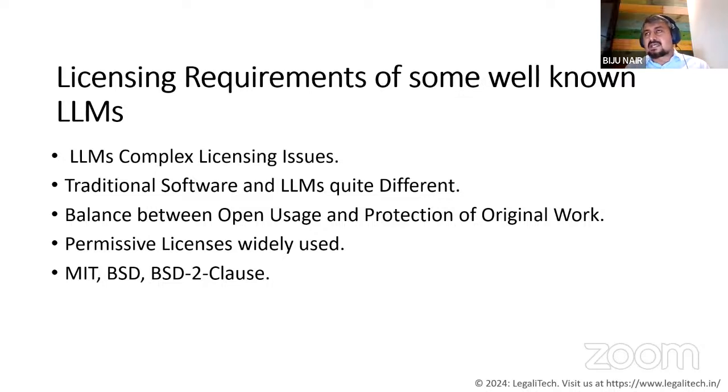Permissive licenses are widely used. What are the permissive licenses? As we discussed, the open source licenses can be broadly divided into two sets: the permissive ones and the copyleft ones. Examples of permissive are MIT, BSD, and BSD 2-clause.